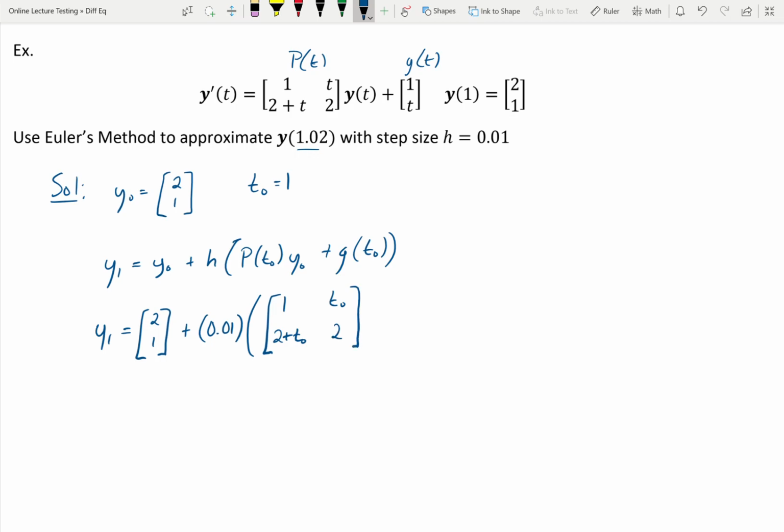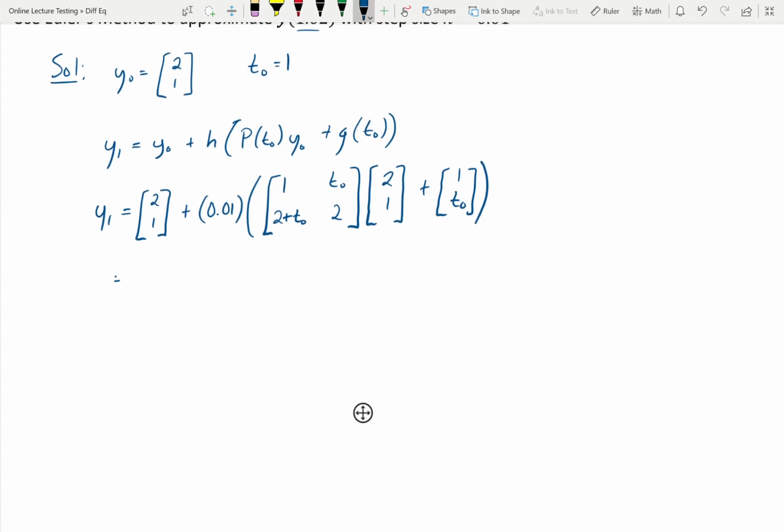So I'm going to do this one more step with this one. Y sub 0, which was 2, 1, plus g of t sub 0, which is 1, t sub 0. Okay, so a couple more steps with this. So this is 2, 1, plus 0.01. And now we can start cooking here. So our t sub 0 was 1. So we're going to get 1, 1, 3, 2, multiplied by the vector 2, 1, plus 1, 1.